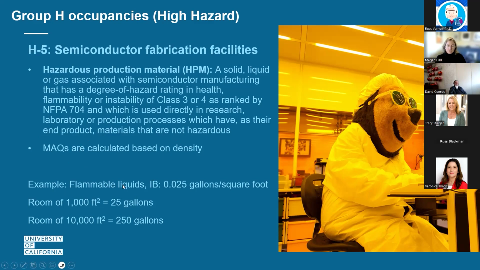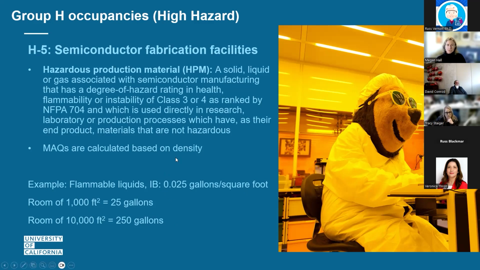So for example, let's say you had class 1B flammable liquids like ethanol, you can have 0.025 gallons per square foot. So if you had a small room, you can only have 25 gallons. So that could be more restrictive than a control area. But if you had a bigger room, you could have 250 gallons of that. Baseline MAQ from a control area is 120 gallons. So that's all I'm going to say about the H5s. They're very specialized. I know we have a handful at just a few locations.